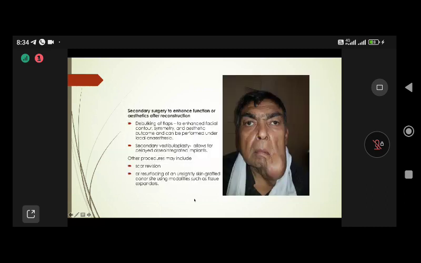Now, secondary surgery to enhance function or aesthetic after reconstruction. Debulking of flap. In this patient, PMMC was done. Debulking of flap to enhance facial contour, symmetry, and aesthetic outcome can be performed under local anesthesia. Sometimes we need secondary vestibuloplasty, which allows for delayed osseointegrated implants. Other procedures may include scar revision or resurfacing of unsightly skin grafted donor site using modalities such as tissue expanders.